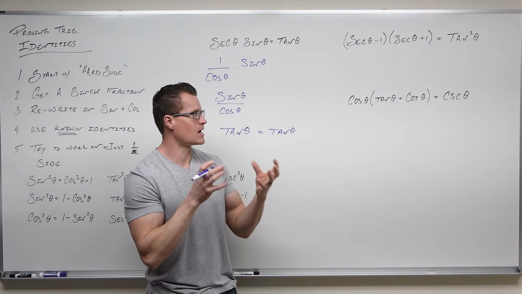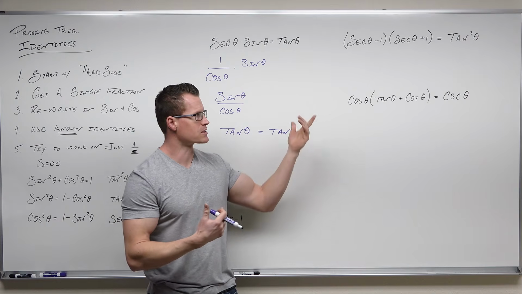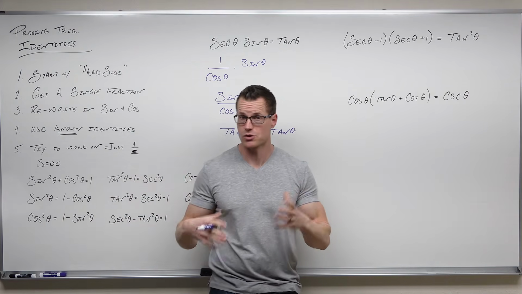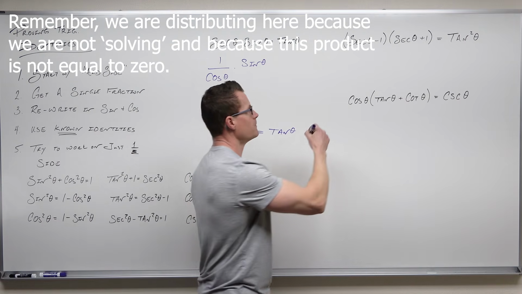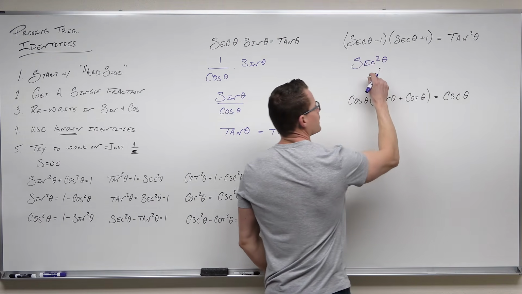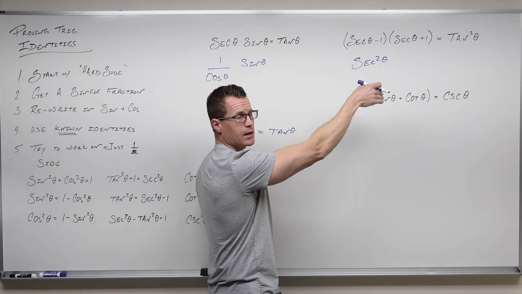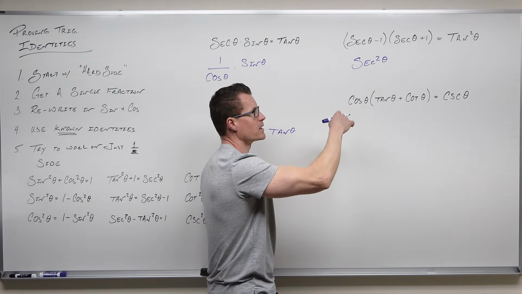So I have these couple factors being multiplied. Let's distribute this and see where it goes, because this is very close to an identity right here. So I'm going to choose to distribute. So secant theta times secant theta is secant squared theta. We get plus secant theta and minus secant theta. That's going to cancel, and then we get 1 times negative 1 is minus 1.